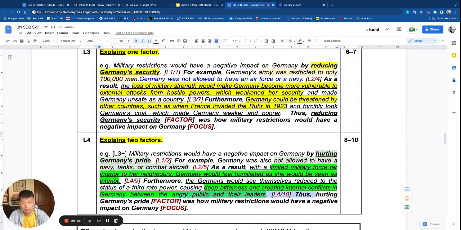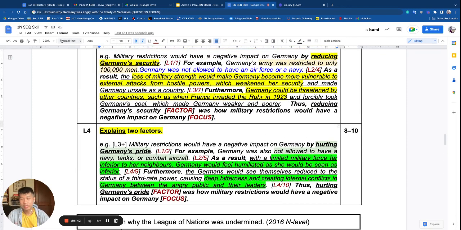Notice one thing, the link doesn't have any marks. I'm not marking you for the link, but the link helps you understand the whole argument. It's a one-sentence summary of the whole argument. The reason I teach you to write link is so that you don't go off topic. When you run back to your factor and how it goes to the focus, you know what you need to prove. You need to prove how the factor will lead to the focus: how reducing Germany's security will lead to a negative impact, how hurting Germany's pride will lead to a negative impact. So that is what you need to prove.